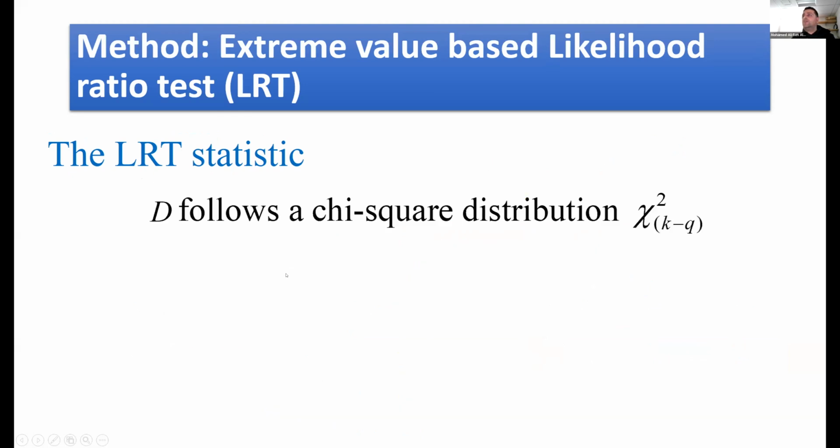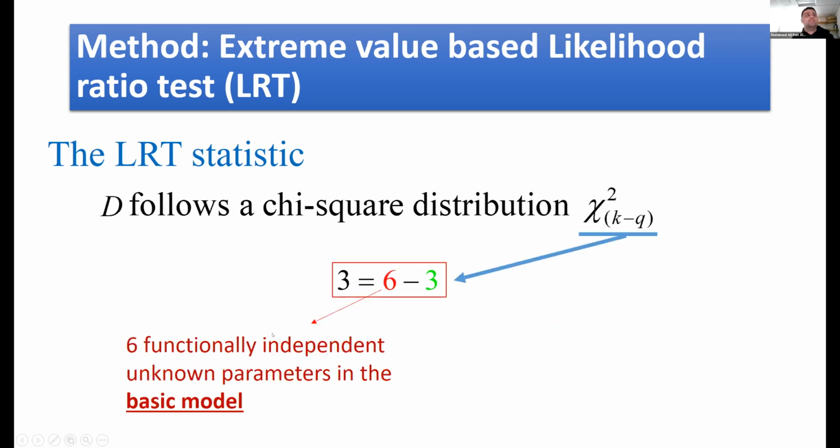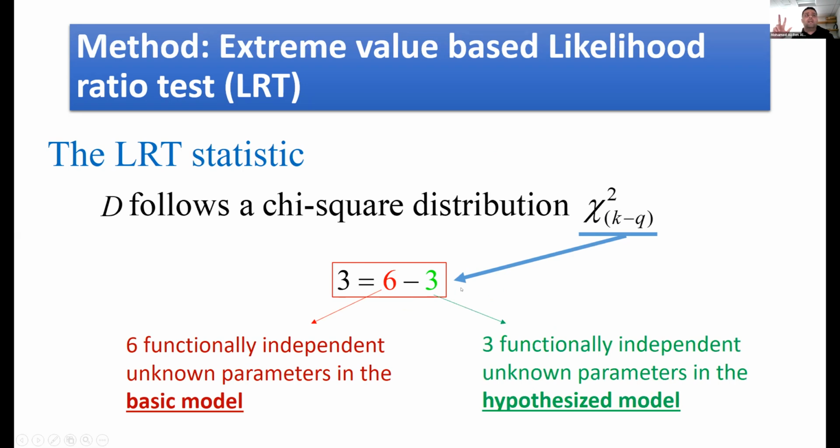So this statistic is going to follow a chi-square distribution with degrees of freedom K minus Q, where K is the number of functionally independent parameters in the basic model, and Q is the number of independent parameters in the hypothesized model. In our case, K is equal to 6 parameters. These are 3 parameters for the WRF annual maxima GEV and 3 parameters for the BCCAQ GEV distribution. And under the hypothesized model, the number of parameters is 3 because we assume that the parameters in GEV, in WRF and downscaled BCCAQ are similar.